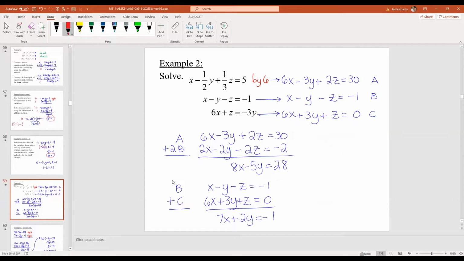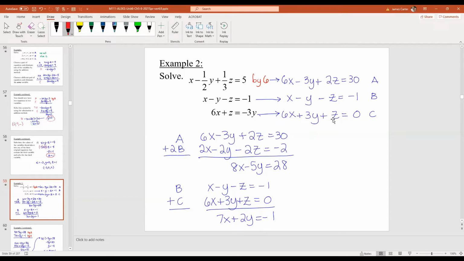Let's go through another one. This time we got fractions. 2 times 3 is 6. 6 is the common denominator. So they're multiplying this equation A by 6, giving us this. Equation B is okay, it doesn't have fractions.